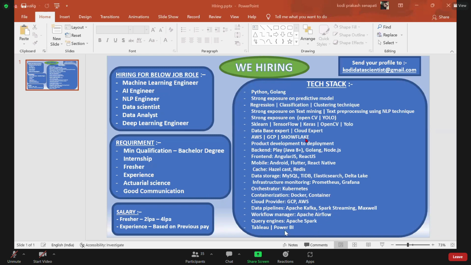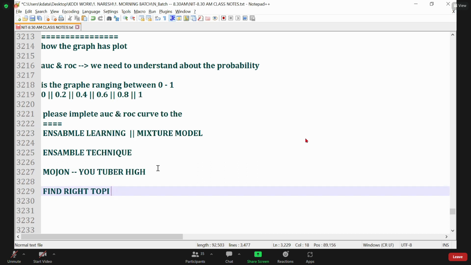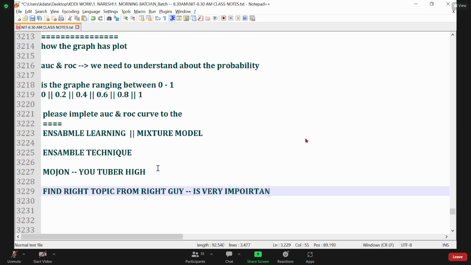Apache Spark, Power BI. Things shouldn't be made easy. When things are made easy, you will suffer in the end. Are you understanding? So what I'm trying to say is, reach out to the right place. You learn, go search, and find. Let me tell you, finding the right pick from the right guy is very important, isn't it? So we know who is important and all those things.